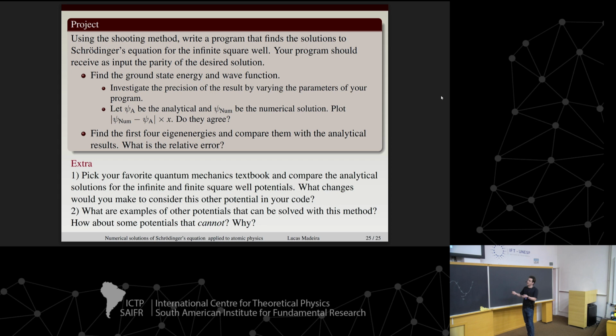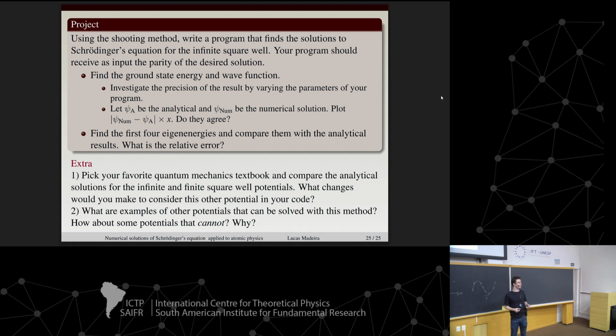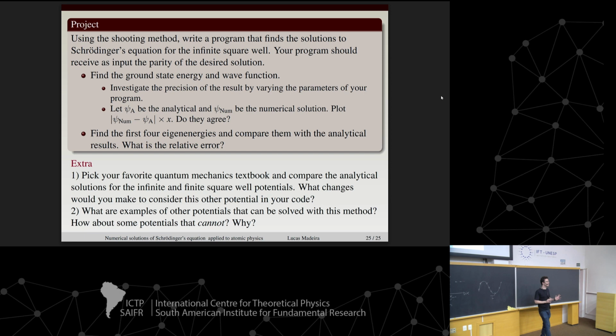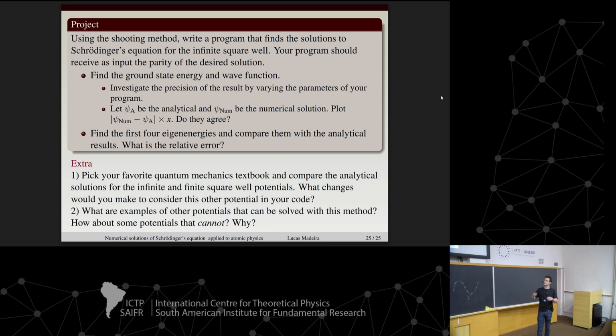I leave here some extra, some bonus questions just for you to think about, not to actually do some calculation. And I realized that during the class, I may have given the answers to these questions. But the first question is, pick your favorite quantum mechanics textbook or modern physics textbook and compare the analytical solutions for the infinite and finite square well. So the finite square well is zero inside the well and some V0 outside of the well. The infinite case is the special case where this V0 goes to infinity, right? So compare the analytical solutions of these two problems. And then I ask you, what changes would you have to make to consider this other potential in our code, okay? Think about it. And then the second one is, what are examples of other potentials that can be solved with this method? And also some examples of potentials that cannot, and why.